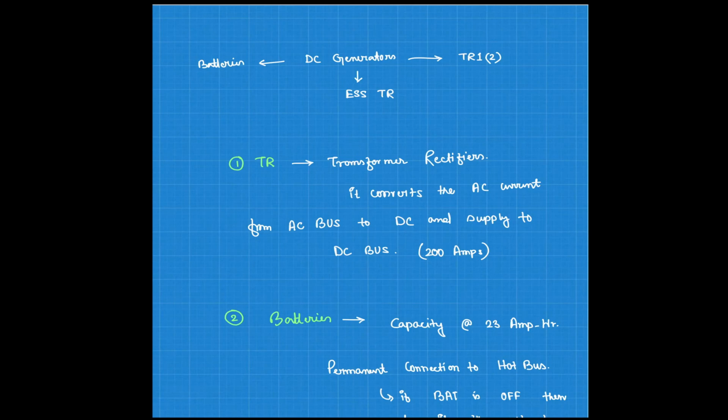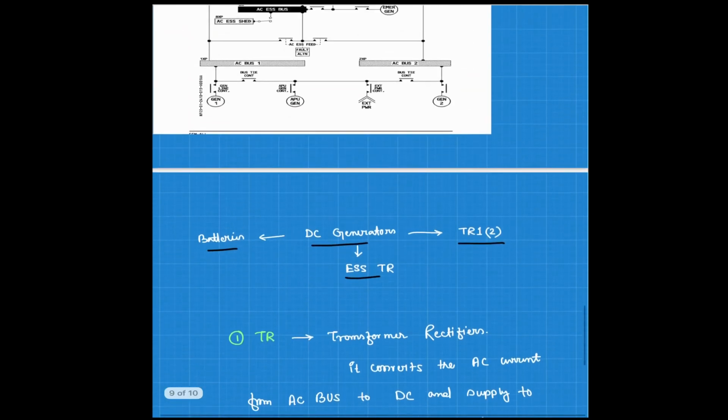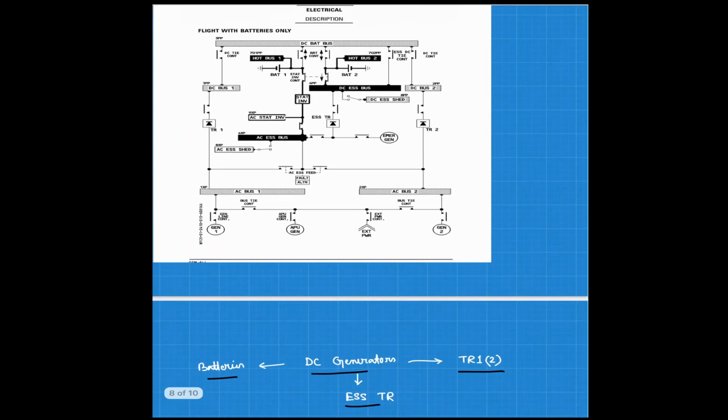Now coming to the DC generation. DC currents are generated basically by three things: TR1 and TR2, the batteries, and the essential TR. As you can see, the TR1 and TR2 convert AC to DC, and then the essential TR. The essential TR only comes in when the emergency generator doesn't work.